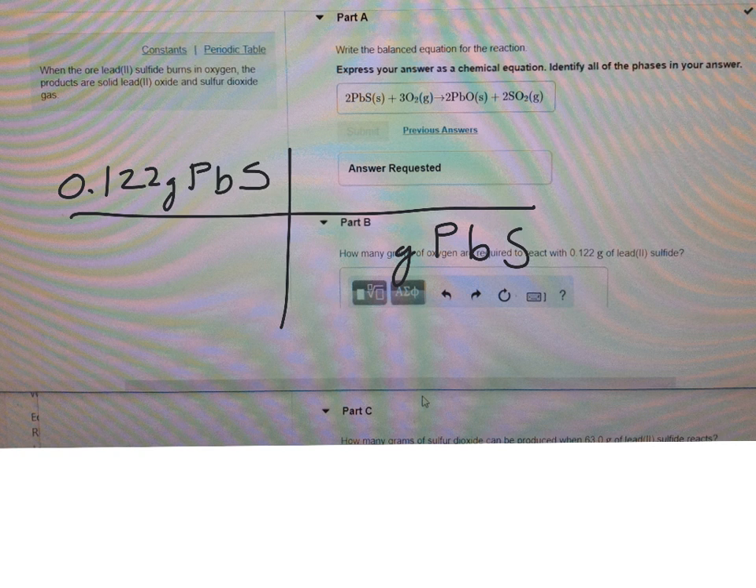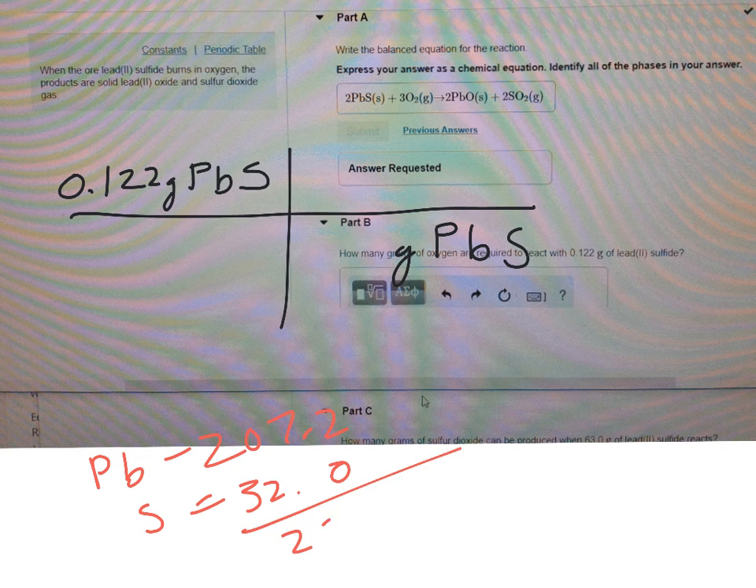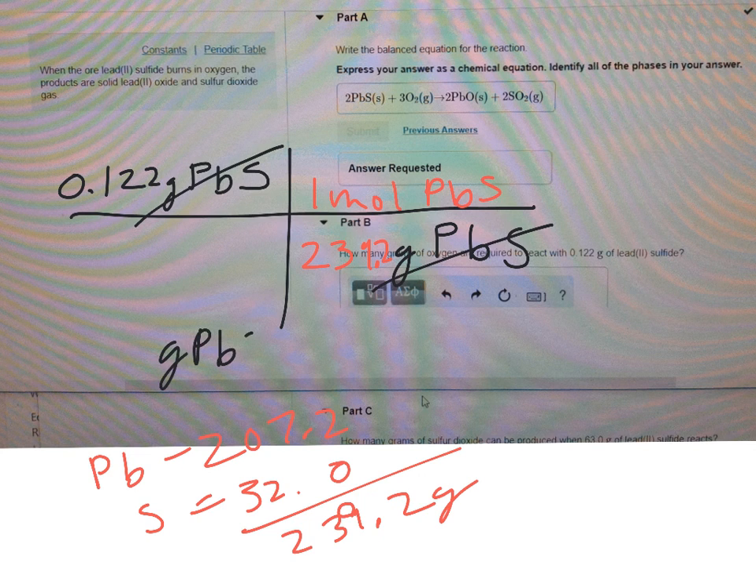So you're going to go to your periodic table, and you're going to discover that lead has a molar mass of 207.2, and sulfur has a mass of 32.0. So we've got 239.2 grams for our molar mass. So 239.2 grams in 1 mole of lead sulfide. And we've canceled out grams. So we've gone from grams of lead sulfide to moles of lead sulfide.